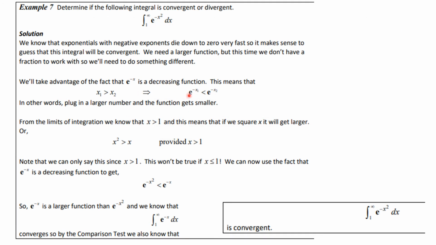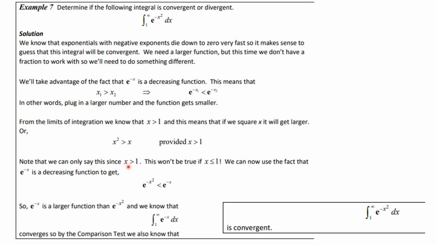Well, this function goes down as x gets bigger. So if x1 is bigger than x2, then e to the minus x1 is less than e to the minus x2. In other words, plug in a larger number and the function gets smaller. Now, from the limits of integration, we know that x is bigger than 1. And that means if we square x, it gets larger because it's bigger than 1. 2 squared is bigger than 2. 3 squared is bigger than 3, and so forth. 1.5 squared is bigger than 1.5. So that means that x squared is bigger than x, provided x is greater than 1.